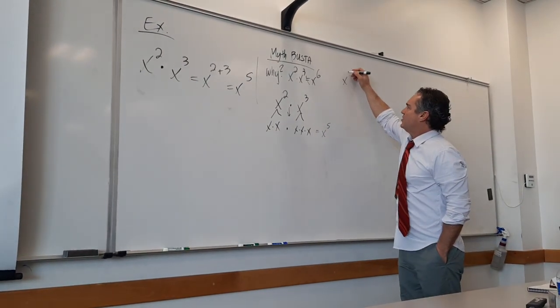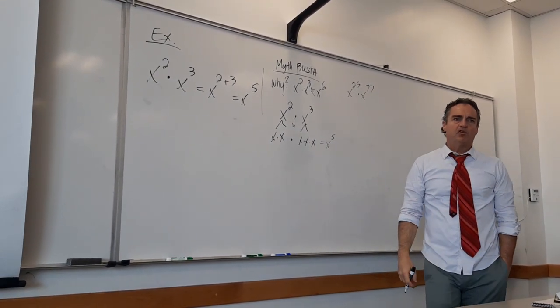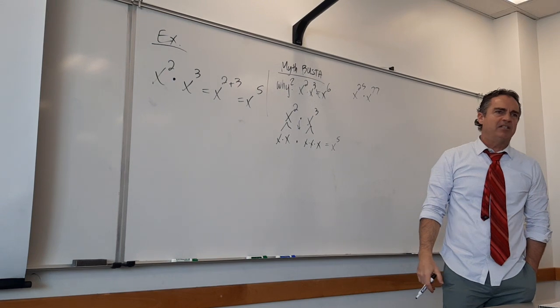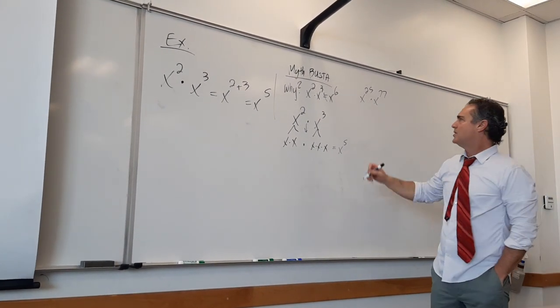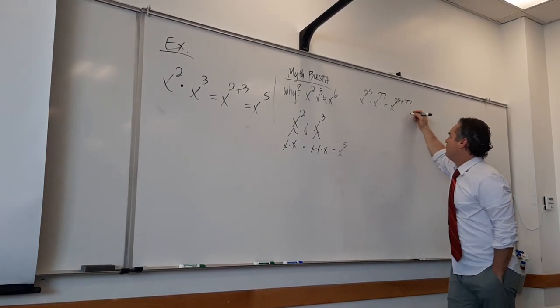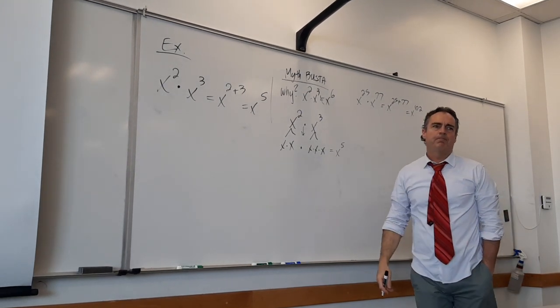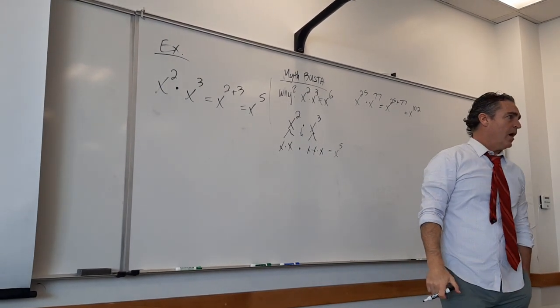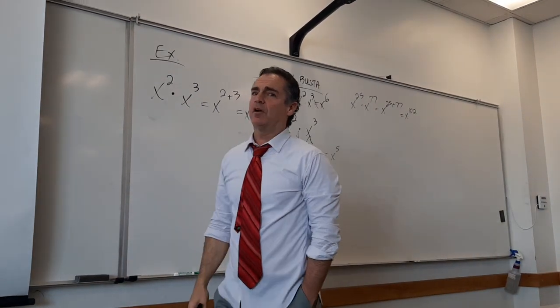If I have x to the 25th times x to the 77th, do I need to write 25 x's and 77 x's and count them all up? Nope. I can say that equals x to the 25 plus 77, and that makes x to the 102. Kind of nice, yeah? That's why we have these laws of exponents. They're nice shortcuts.